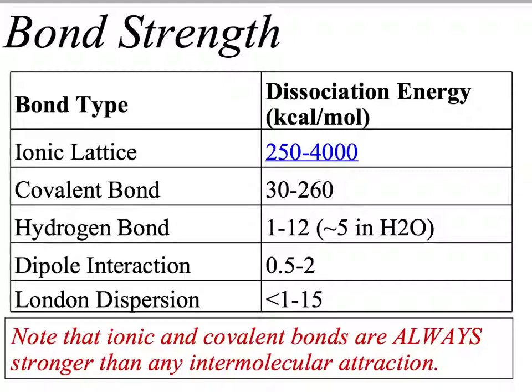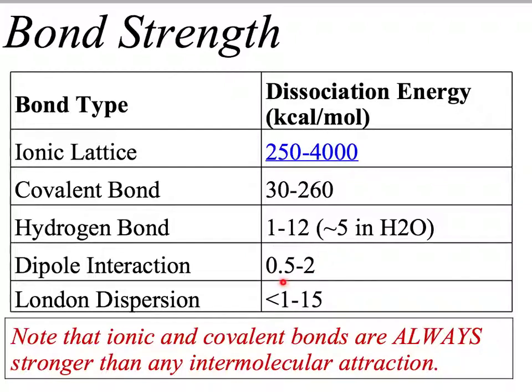And then everything underneath are all my intermolecular attractions. And I say note that ionic and covalent bonds are always stronger than any intermolecular attraction. So hydrogen bonds are about 1 down to 12. To give a sense of scale in water, it's about 5 kilocalories per mole is just the contribution of the hydrogen bond. My dipole interactions, about 0.5 to 2, fairly small.